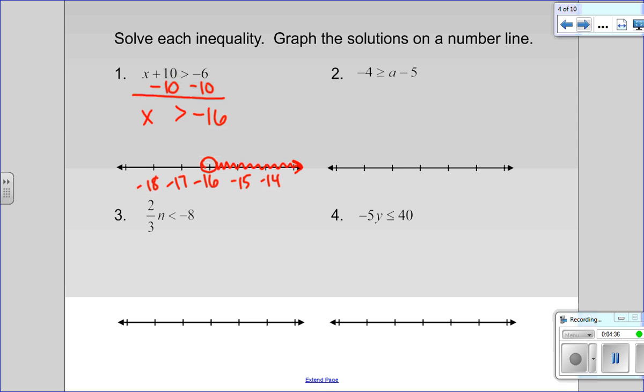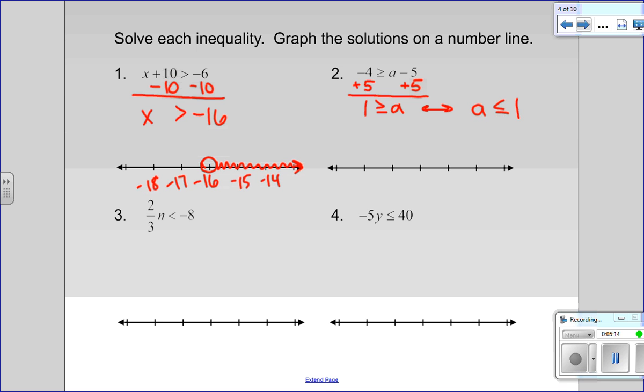Let's look at example 2. This time we again isolate our variable a using the addition principle, adding 5 to both sides. So a is less than or equal to 1. And note, we always read inequalities beginning with the variable. Don't say 1 is greater than or equal to a, say a is less than or equal to 1. And we could even rewrite this. They are equivalent.